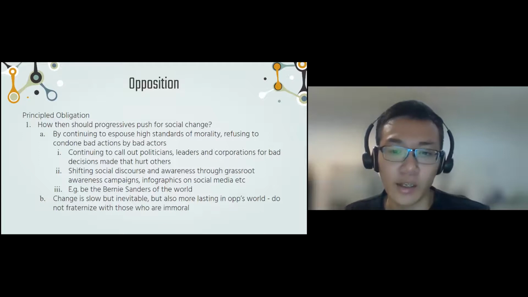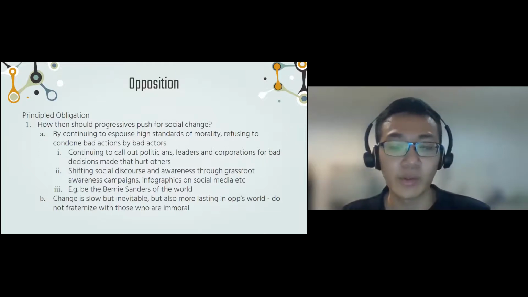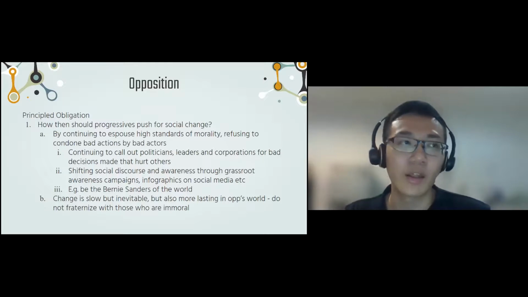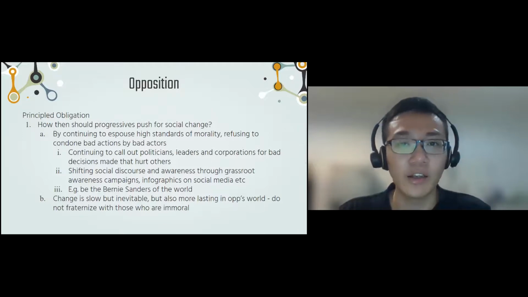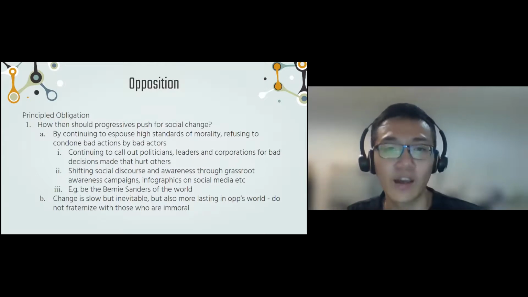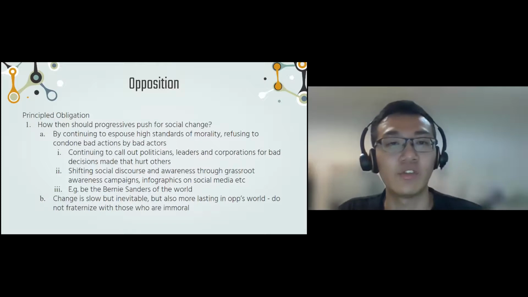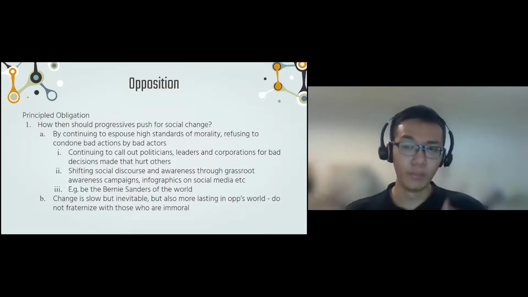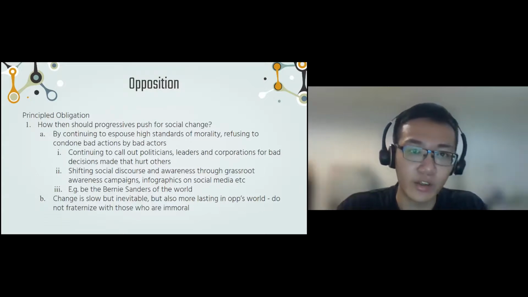But more importantly, it is more lasting in opposition world. A, because you don't fraternize with people who are immoral. But second, the process of compromising, bargaining, and sacrificing your morals whenever it's convenient also tends to reduce your credibility as a movement. And that's why even if you do achieve some degree of incremental positive change in the world of government, the likelihood of those changes being sustained, being carried forward into the future, is just reduced.